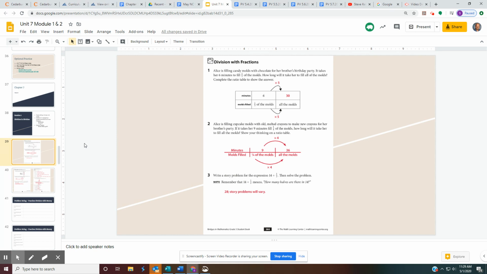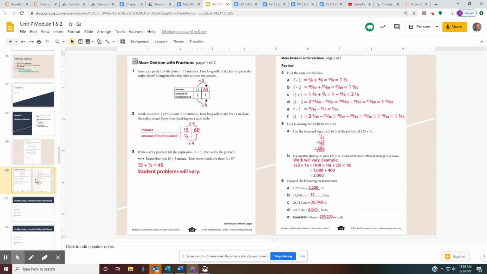So hopefully you are using ratio tables to figure things out. Remember, we've been doing ratio tables with our problem strings for the last 2 lessons, so that should help you out. And your home connections book, same sort of thing. We do have a review, so pause the video, correct what you need to correct, and reach out to your teachers if you are struggling in any of these problems.